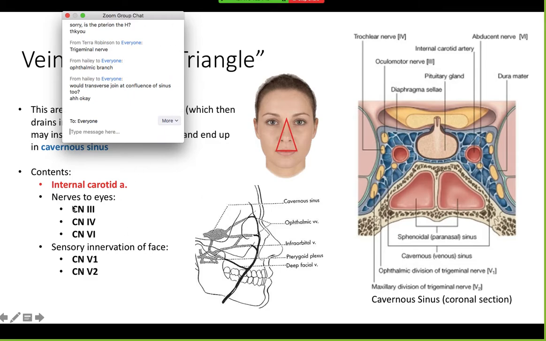And so really the most important thing, not so much the danger triangle, but the most important thing to know are the contents over here. So he had that mnemonic that was oh, tomcat, or you can just remember that it's the nerves to the eyes. So 3, 4, and 6, and then the sensory innervation to the face, V1 and V2, and the internal carotid artery. Or there's that oh, tomcat mnemonic, and you can go this way with it.